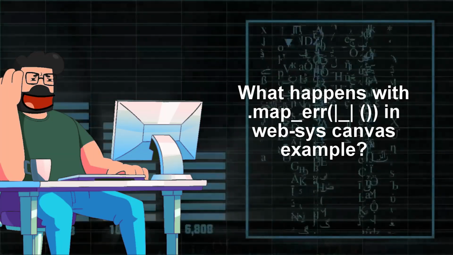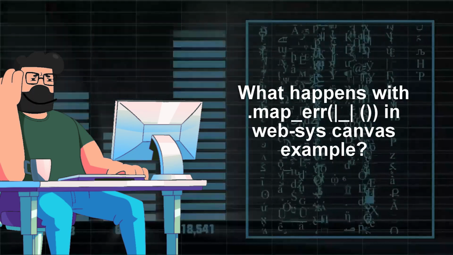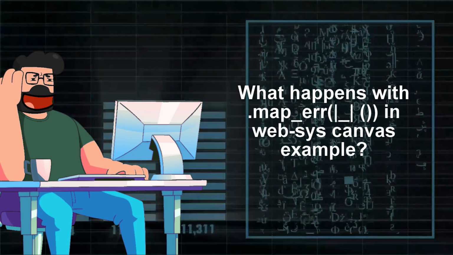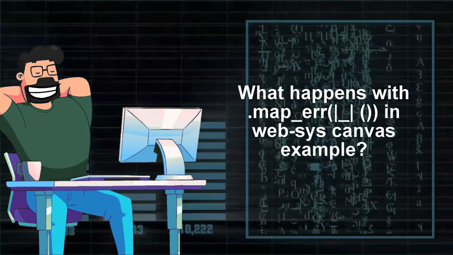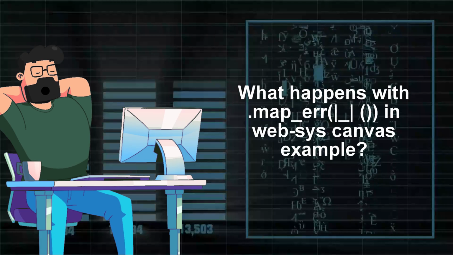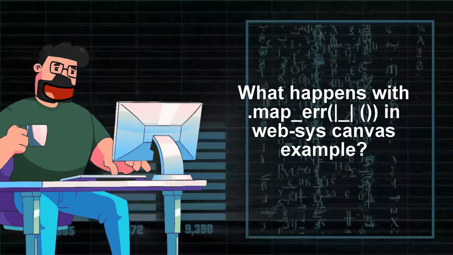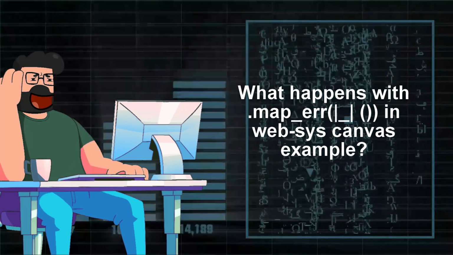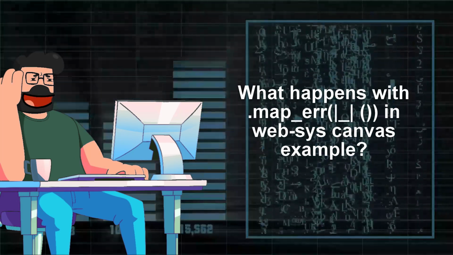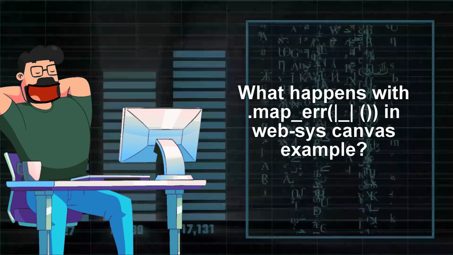The solution to the conundrum lies in understanding the purpose of the map_err method in Rust. This method is typically used to transform the error value in a result type. In the context of the code snippet we're examining, map_err is replacing the error value with essentially nothing, discarding it.